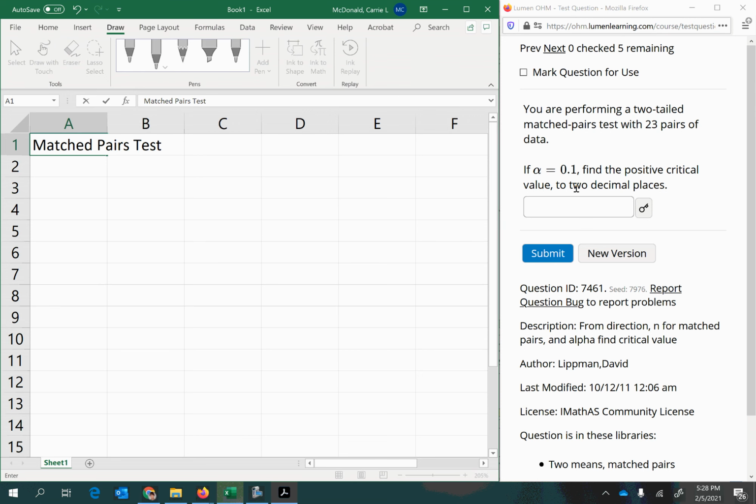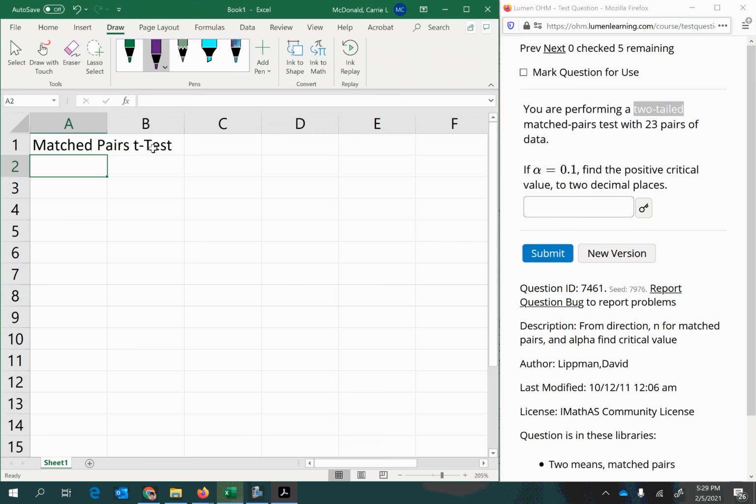and that first phrase is key because knowing that it's a matched pairs test tells us that we are using the student's t-distribution as the sampling distribution. So I'm going to put here student matched pairs t-test to remind us that we're going to be dealing with the t-distribution. Next, we want to notice that it says two-tailed.